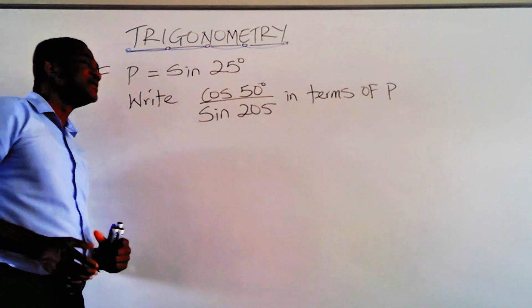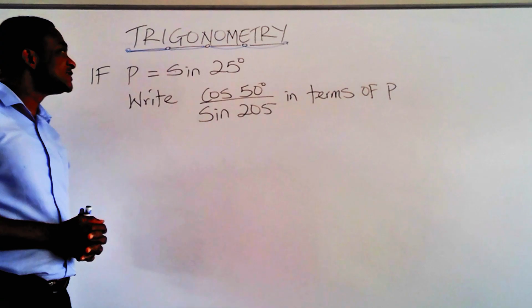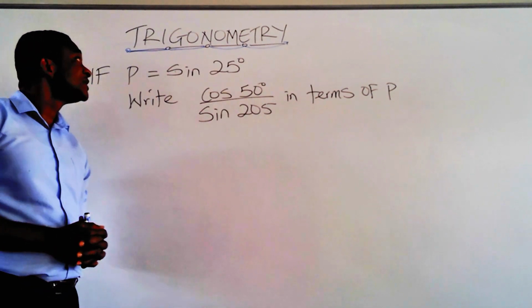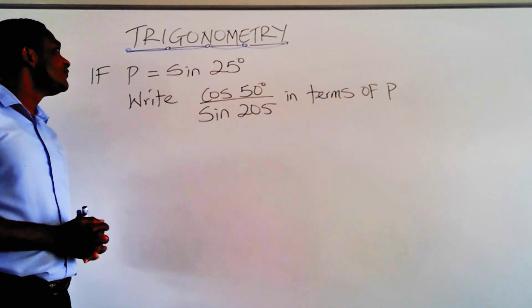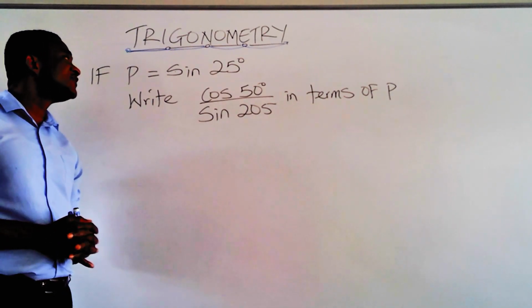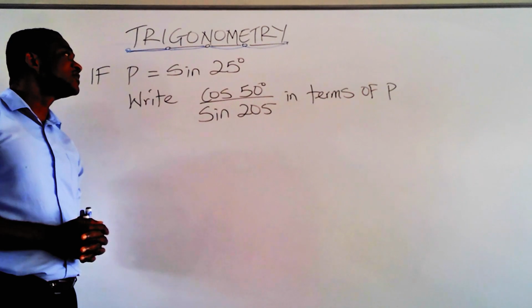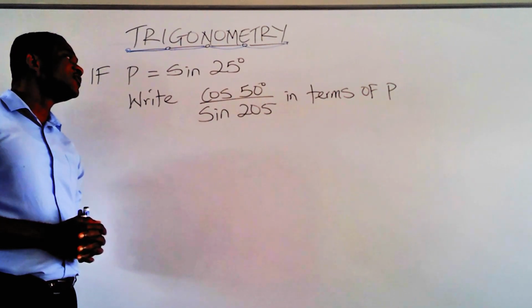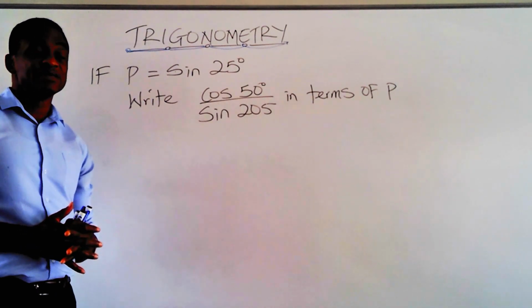Today we are going to look at trigonometry as it affects reduction formulas and sketches. Here we have a question: if p is equal to sine of 25 degrees, write cos of 50 degrees divided by sine of 205 in terms of p.